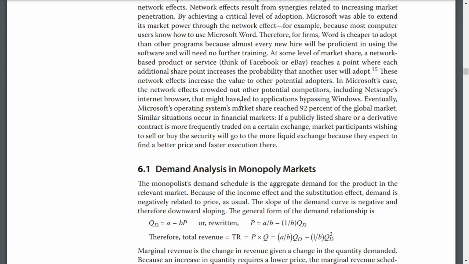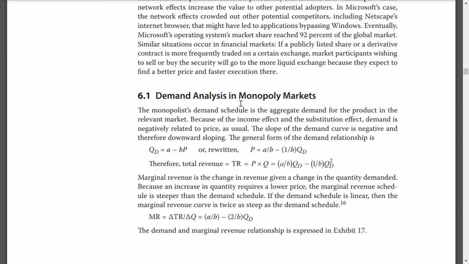Similar situations arise in the financial markets. If a publicly listed share or a derivative contract is more frequently traded on a certain exchange, more participants wishing to sell or buy the security will go to the more liquid exchange because they expect to find a better price and faster execution there.